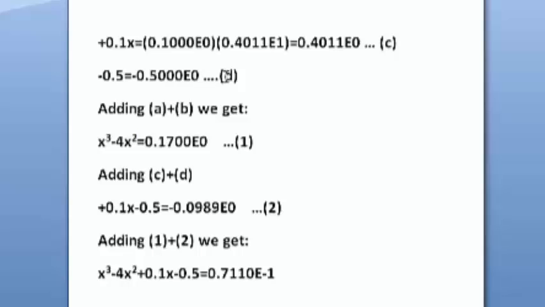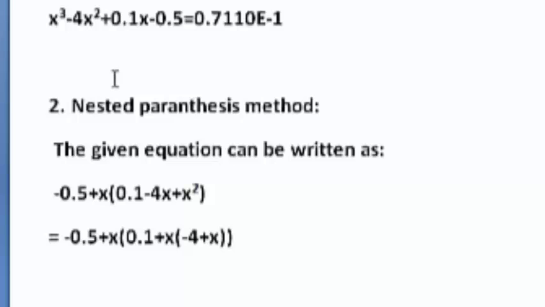Now add equations A and B, and we get x cube minus 4x square as 0.1700 E0. This is equation 1. Now add equation C plus D, and we get 0.1x minus 0.5 as minus 0.0989 E0. This is equation 2. Now add equations 1 and 2, and the final answer for the given polynomial is 0.7110 E minus 1. Now the second approach we have to use is the nested parenthesis method.